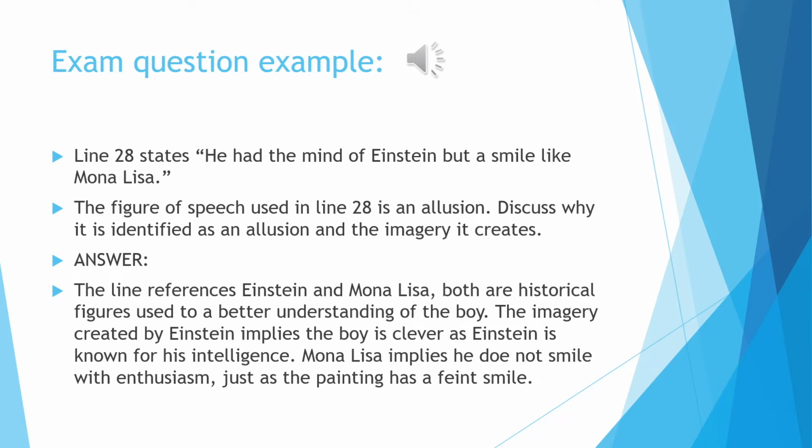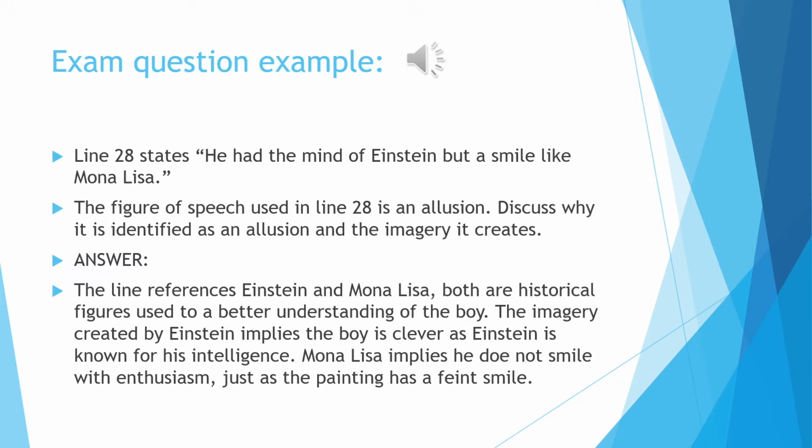So first off, we need to start with what is an allusion? What do we know an allusion to be? An allusion is when we are using referential thinking to associate a very well-known idea with a subject. So here the answer will go as follows. The line references Einstein and Mona Lisa. Both are historical figures used to better understand the boy.